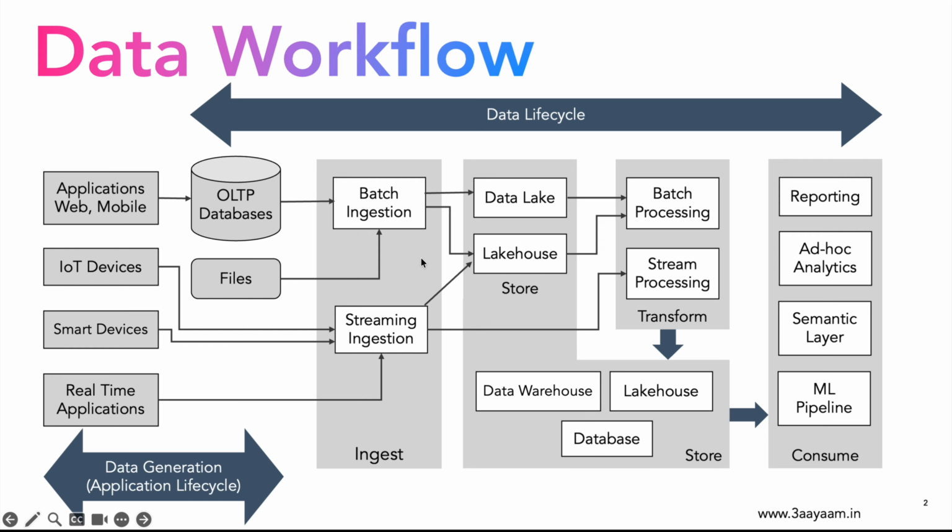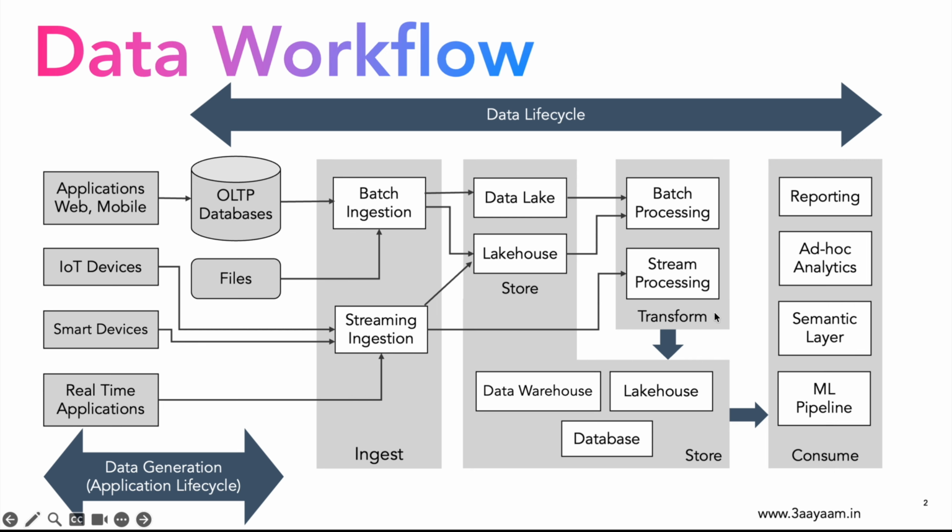Ingestion stage is nothing but the stage where we pull the data from the different data sources. And depending on the sources, it is divided into two parts. One is the batch ingestion and the other one is the streaming ingestion. After the data is pulled, we store it in primary or rudimentary storage like data lake or lakehouse. From there, it goes to the transformation or processing layer, which is again divided into two parts. One is the batch processing and the other one is the stream processing. Batch processing deals with the batch ingestion and stream processing deals with the streaming ingestion.